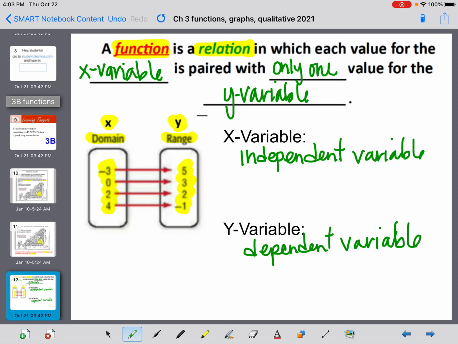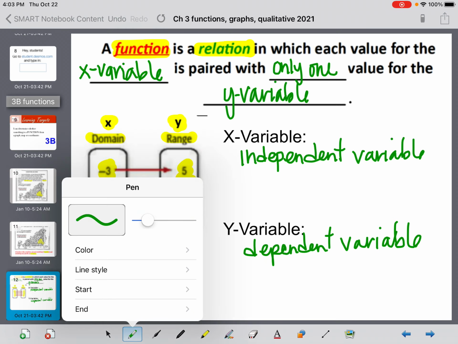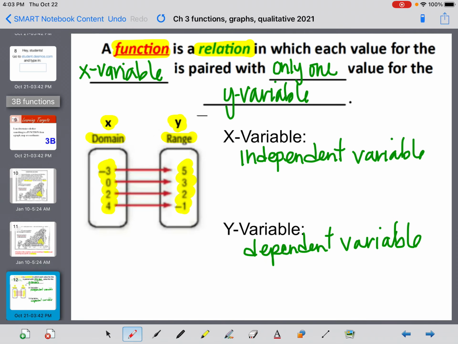The x variable is also known as... this is the thing about functions, right? The x variable is going to be our input. And then our y variable is going to be the output. It's going to be the thing that we want to be able to predict, or we should be aware of what our x value is going to give us, because it should give us the same y value every time.